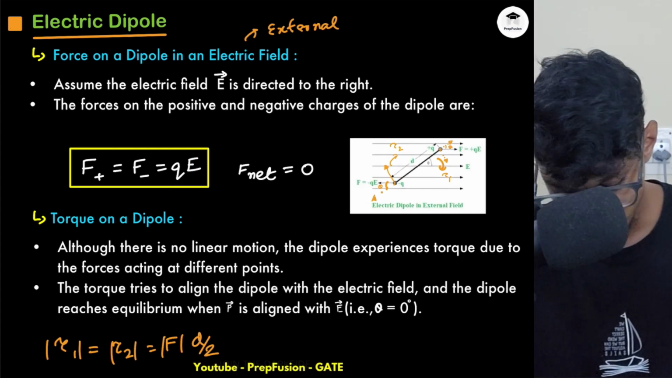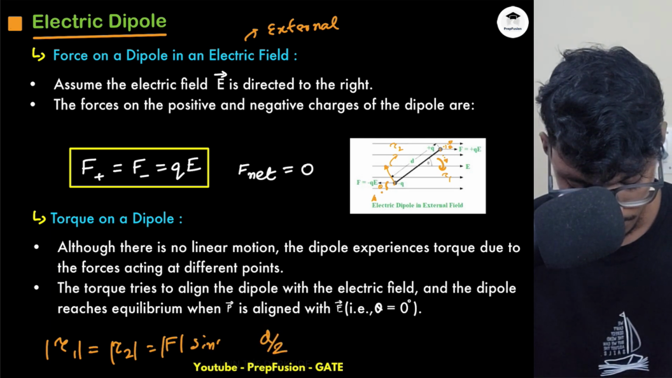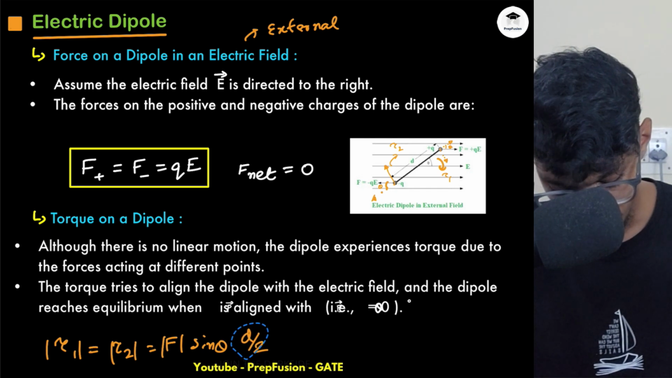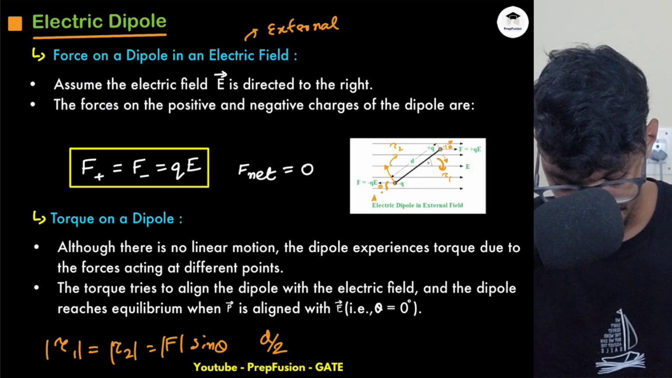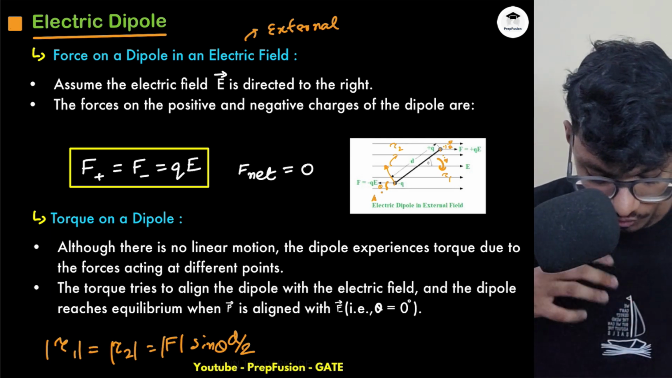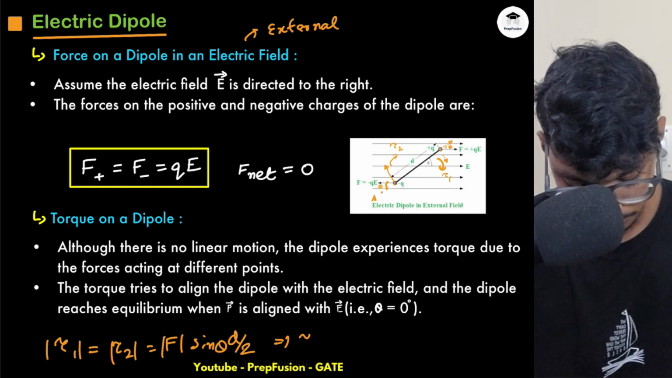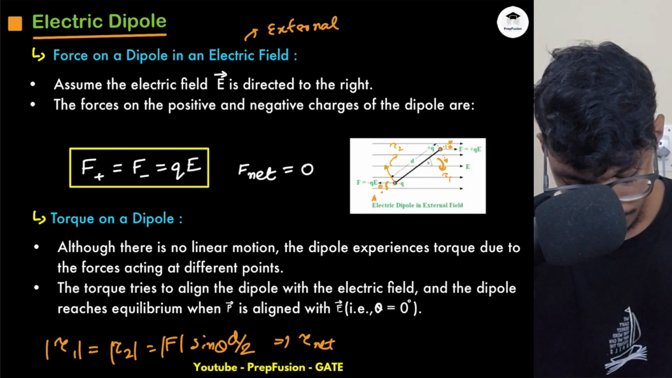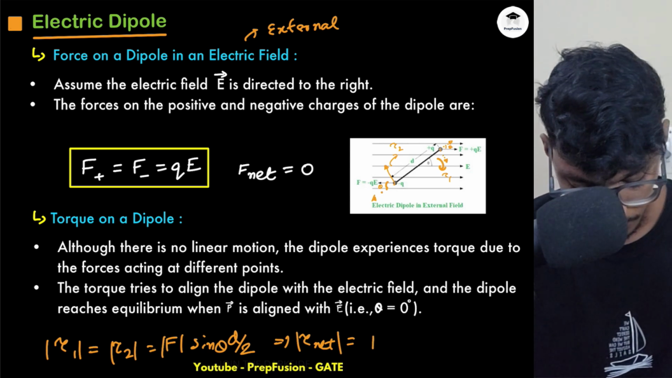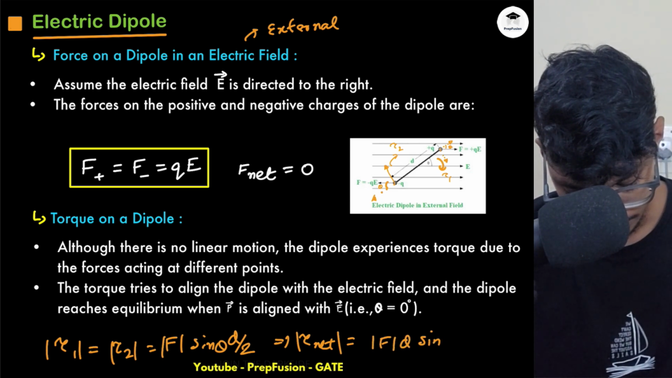So I have to write the magnitude of F into sine theta, because the force has been resolved now, into d by 2. So this will be F sine theta, and overall two torques are acting in the opposite direction. So torque net magnitude will be, I will add these two up. So overall this will become magnitude of F into d into sine theta.